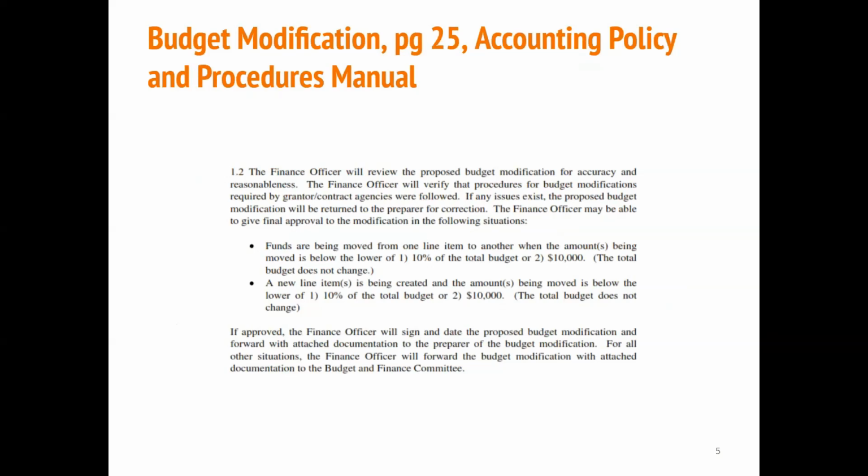And we have another shot from the accounting manual regarding the finance officer role, which the gist of this is if a budget mod exceeds $10,000, it requires that the Budget and Finance Committee approve the request before it occurs, and then that can be attached to the request showing the approval's been obtained.